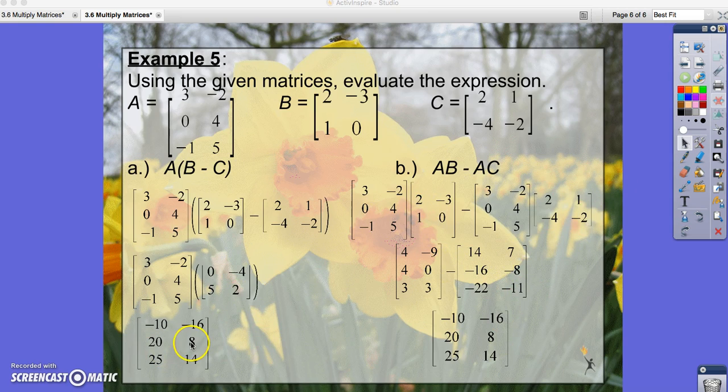But do you notice something? Make sure you copy this down and try it yourself. You get the same matrix in the end because it's the distributive property. You could distribute A to both to get this. So you get the same matrix in the end. Make sure you copy that down and take the time to make sure you understand it.